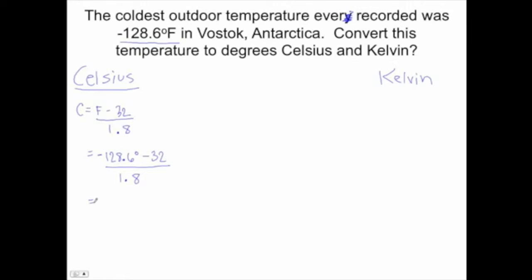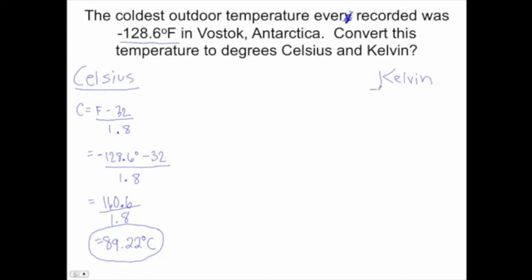Since we're taking a positive number away from a negative number, we're going to get a number that's more negative. We're going to get negative 160.6. And then we need to divide that by 1.8. And then we'll get negative 89.22 degrees Celsius. And that's our temperature in Celsius.